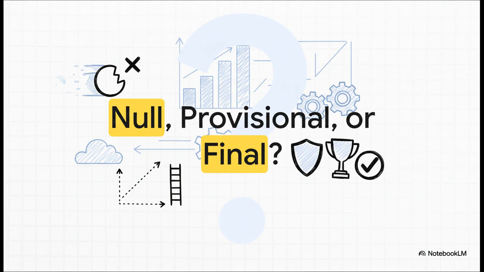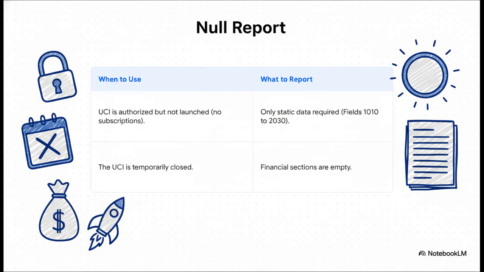You've got 3 choices for your report status: null, provisional, or final. Each one maps to a very specific situation the fund is in, so getting this right is absolutely key for a successful submission. First on the list is the null report. This is for funds that exist on paper but have zero financial activity. So think of a brand new fund that's authorized but hasn't gotten its first subscription yet, or maybe a fund that's been temporarily put on hold.